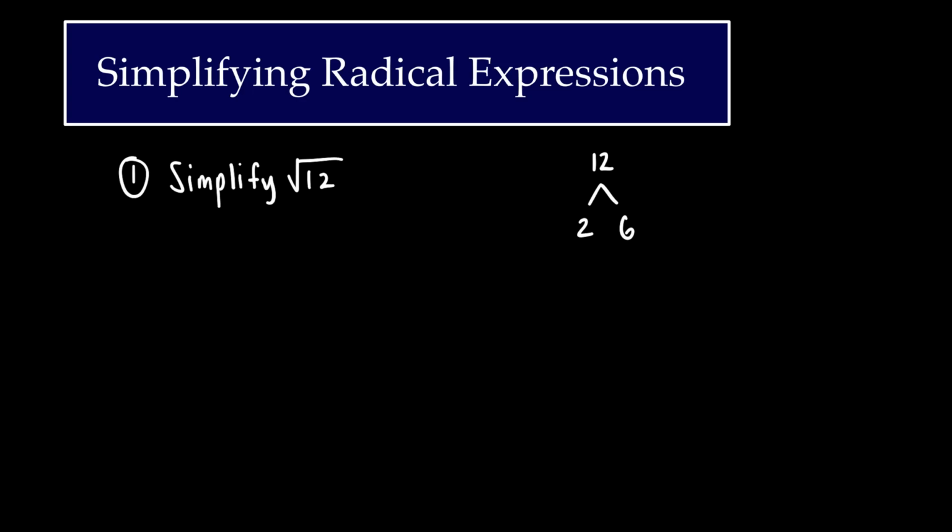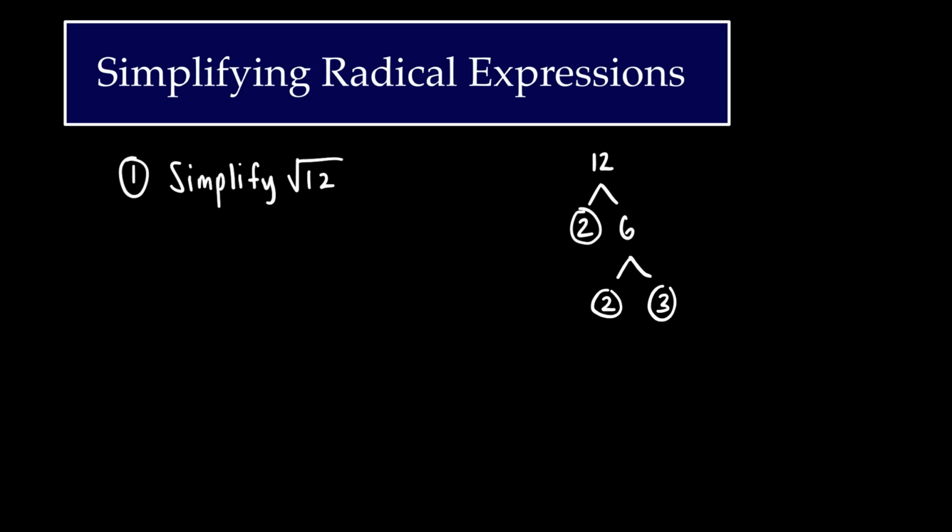And what I'm going to do for this tree is anytime I get a prime factor, I'm going to circle it. And remember, prime just means that I can't break it down anymore. 2 can be broken down into factors, 2 times 1, but 1 is kind of pointless in this case. Anything multiplied by 1 would be itself. So 2 is a prime factor. 6 is not prime. I can break 6 down further into 2 and 3.